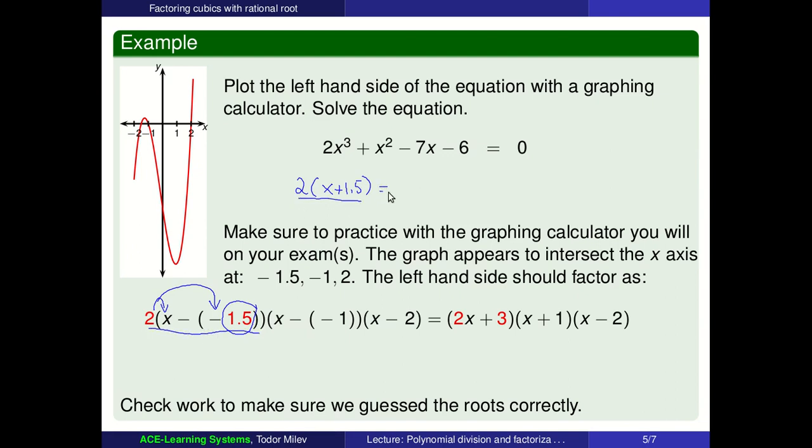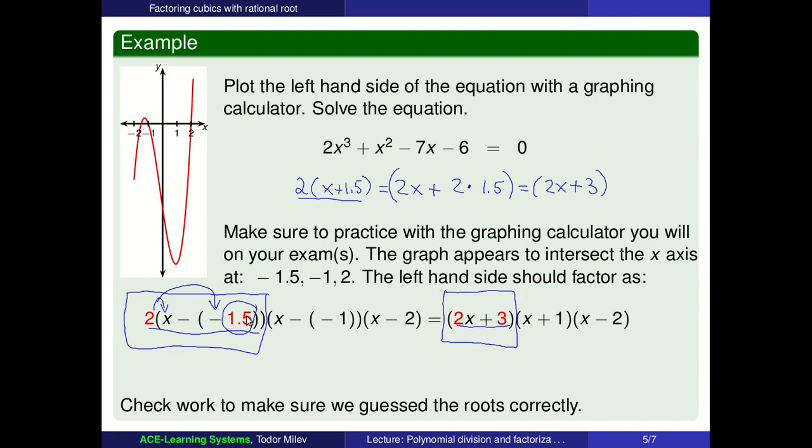And I'm going to simplify that as 2x plus 2 times 1.5, so 2x plus 3. That is what I have written here. Okay, so what I have done is I have simplified this block to this block, so I don't need to deal with decimals. I don't need to deal with the decimal 1.5. When I distributed the 2, the decimal 1.5 became the integer 3, which is much easier to work with.